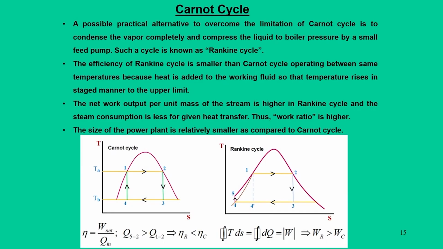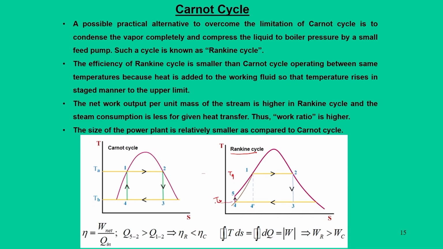For these reasons the Carnot cycle was ruled out, and what was proposed instead is the Rankine cycle. So, what does it say? If you look at a comparison of the TS plot for a Carnot cycle and a Rankine cycle, both operate at the same temperature limits, let us say TA and TB.